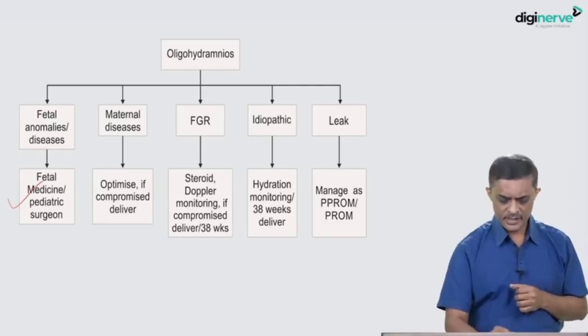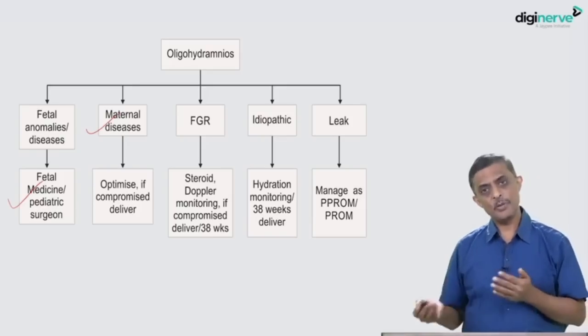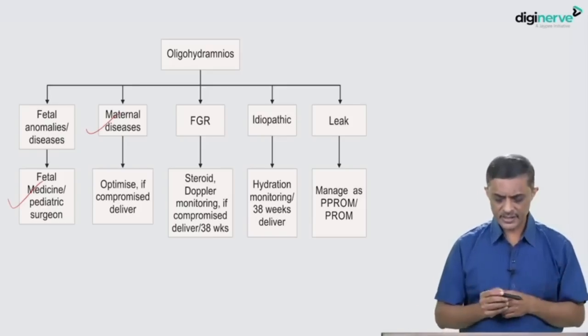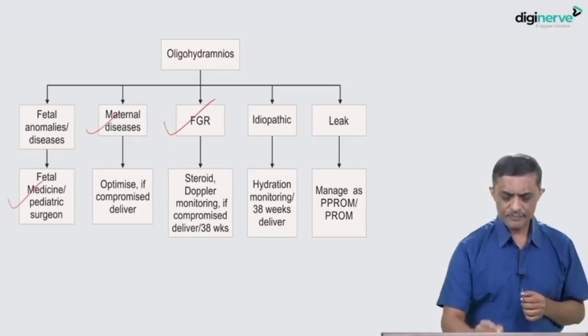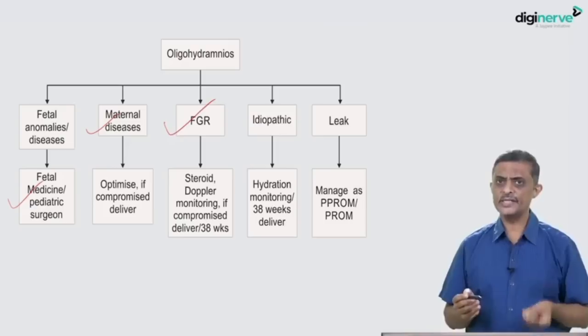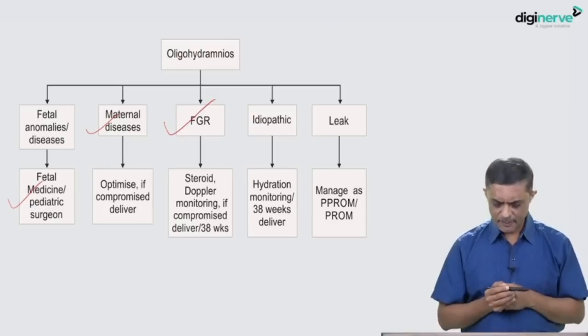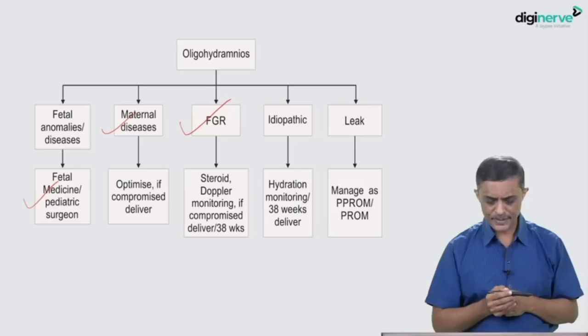In case of maternal diseases, you have a role to play, probably with a physician, optimize her condition. In case of fetal growth restriction, you give steroids and see that the lungs mature fast and time the delivery depending on Doppler and ultrasound picture.